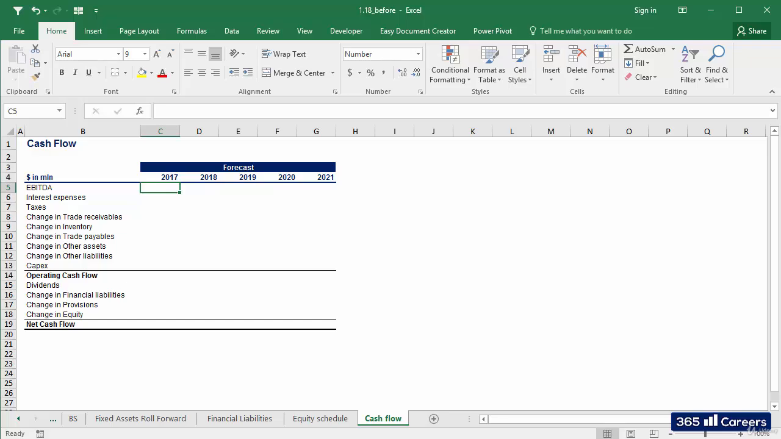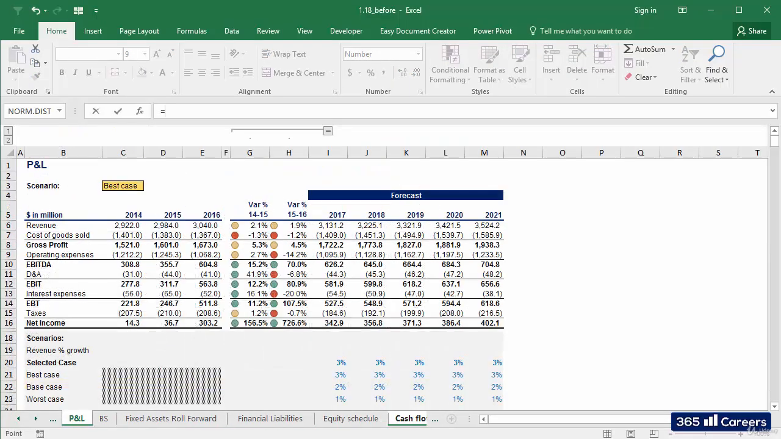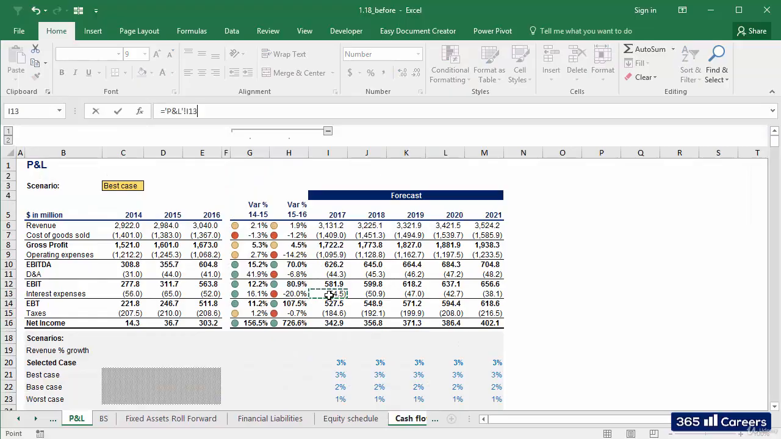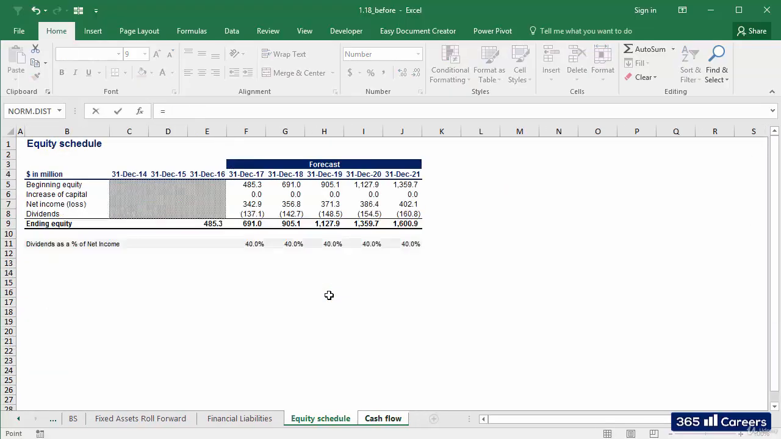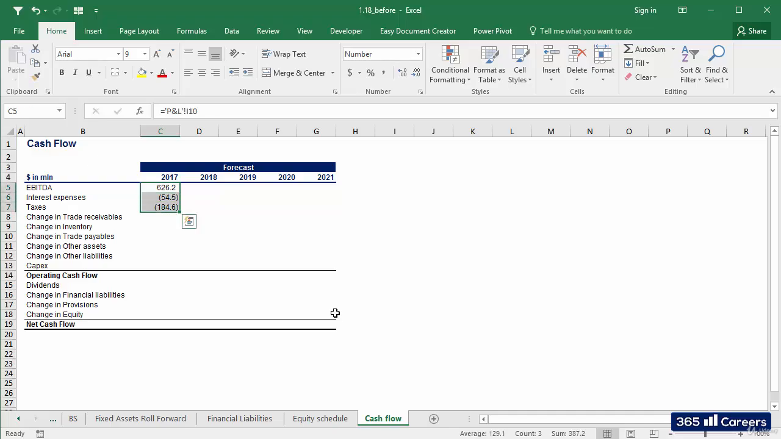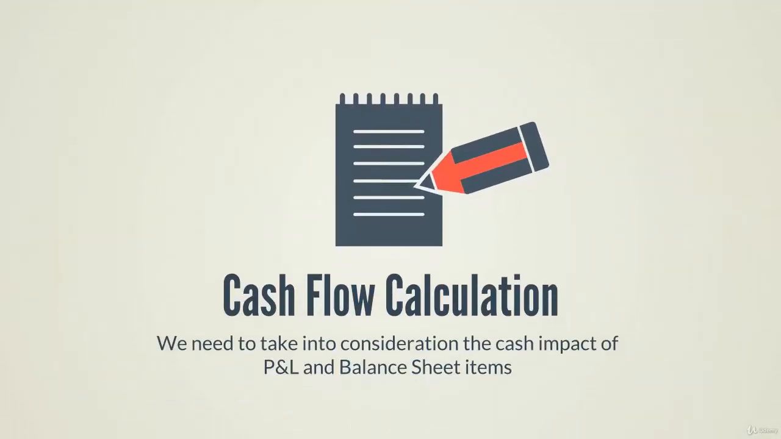Hi! In this video, we will start from the structure we created in the last video and calculate cash flows, which are going to be the last piece of the puzzle and will allow us to complete the model we are building. Let's start from the top. We need to link EBITDA to the P&L sheet. Once we have done that, we can link taxes and interest expenses. Perfect.